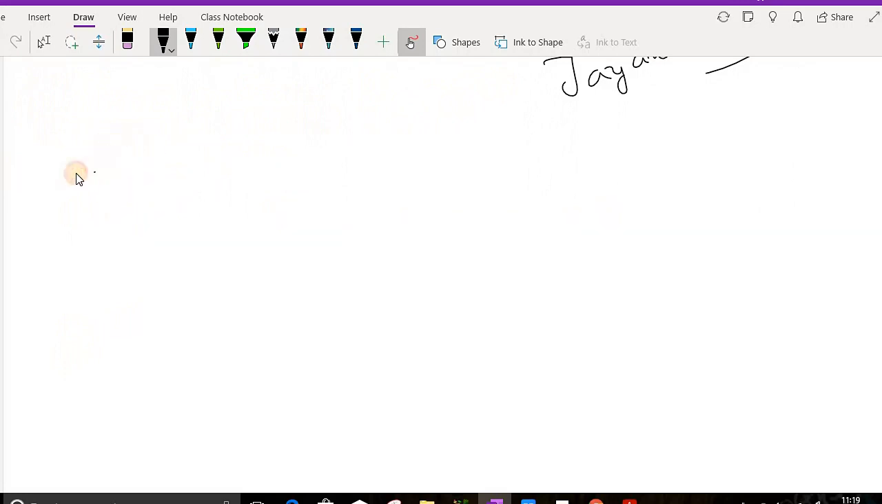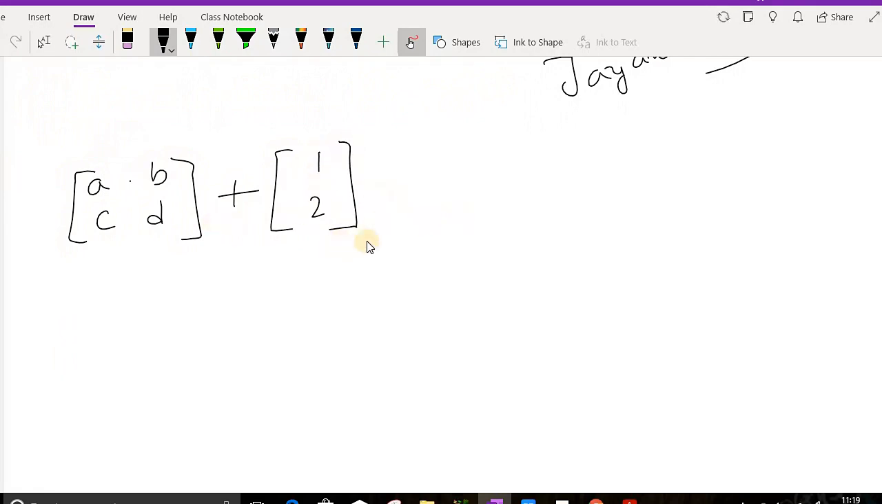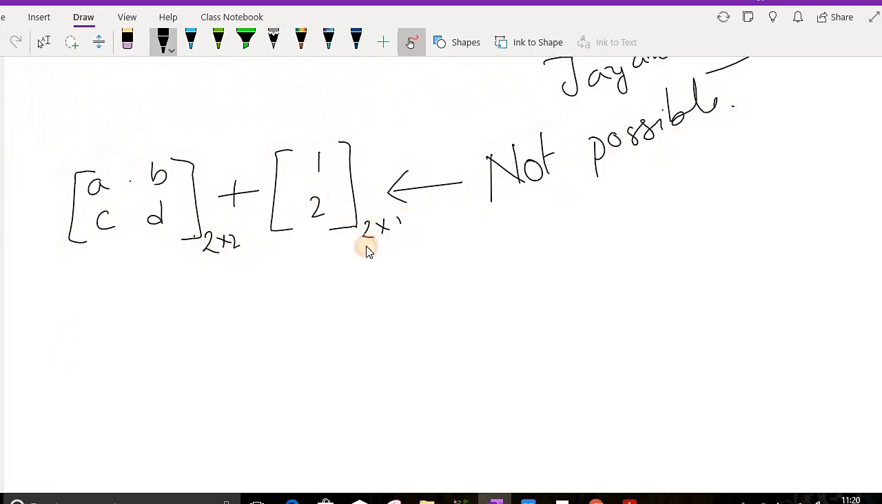So whenever you have to add two matrices, for example, if I am given a 2 by 2 matrix A, B, C, D, and I ask you to add a 2 by 1 matrix with entries 2, 1, 2, can you do this sum? This is not possible. Why not possible? Because the order of this matrix is 2 by 2 and the order of this matrix is 2 by 1. So the orders are not the same, so not possible.